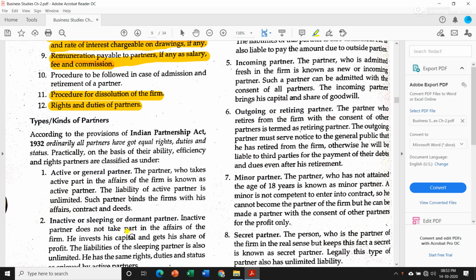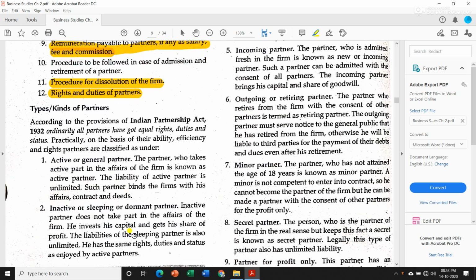Then let us see what are different kinds of partners. According to provisions of the IPA 1932, all the partners have equal rights, duties and status, but there are some differences between these partners. Now let us see active or general partner. An active or general partner is the partner who takes active part in decision taking, and he handles all the business. The liability of this partner is unlimited. Each partner binds the firm with his contracts. It is through his efforts that the partnership firm is thriving.